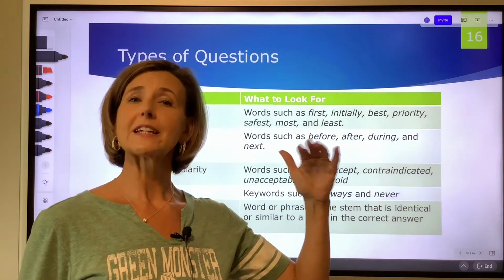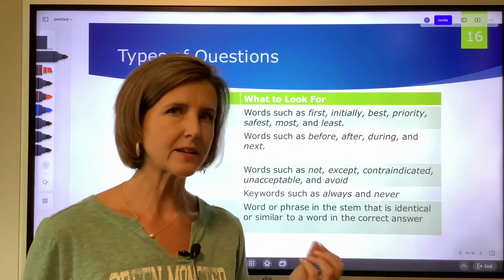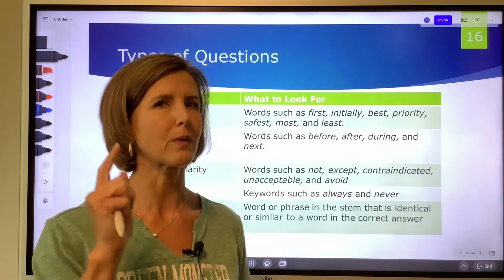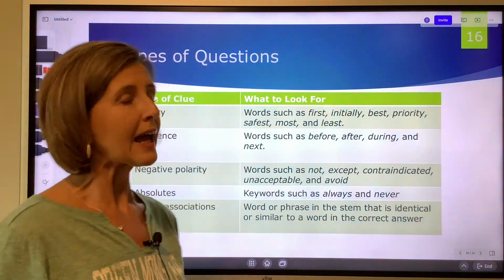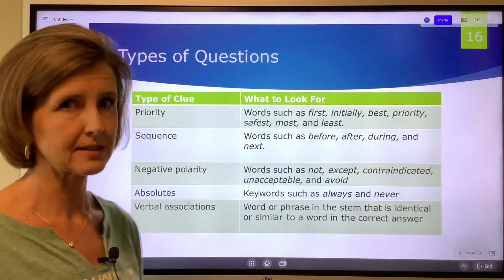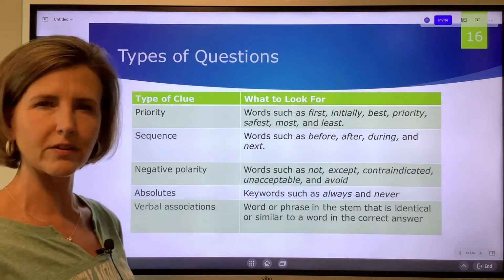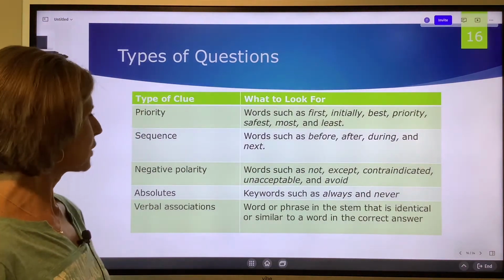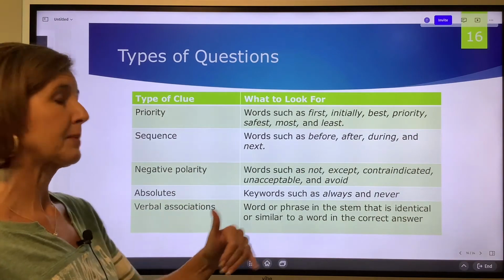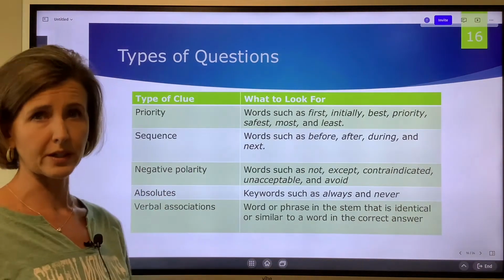All of the following are indications of oxygen therapy, except. If you don't read that one keyword, you're probably going to miss that question. These are very common types of questions, except and not type questions, because people don't read that one word that makes all the difference in the world. So watch out for those: not, except, contraindicated, unacceptable, avoid. Those are negative polarity questions.